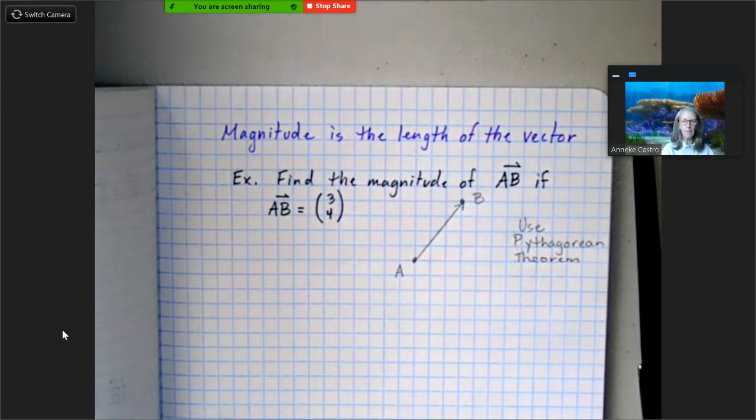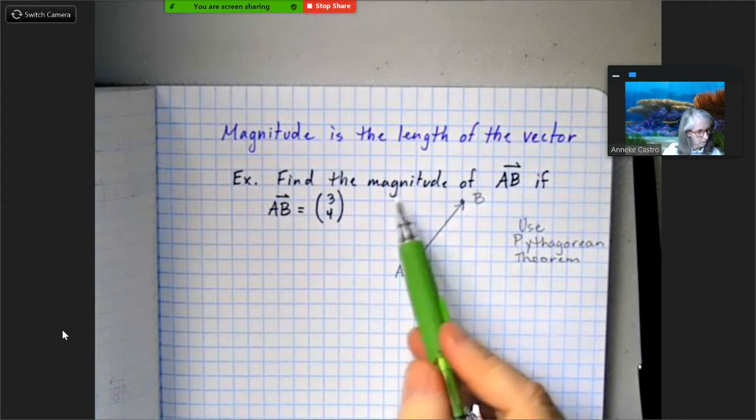Magnitude is the length of a vector. So we can do this two ways. We can use the Pythagorean theorem to find the length of this vector. So I just graphed this vector AB. I want to find its magnitude.